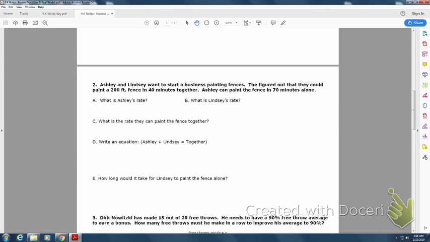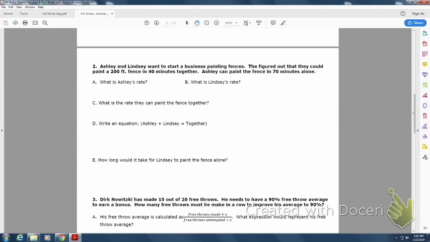Okay, so let's go to number 2. Looking at number 2. So, same kind of idea here. Same kind of problem. It says, Ashley and Lindsay want to start a business painting fences. They figured out they could paint a 200-foot fence. Again, we're looking at that as one job. Don't put 200 on top of each numerator. They can do it together. They can do it in 40 minutes. So there's my together rate.